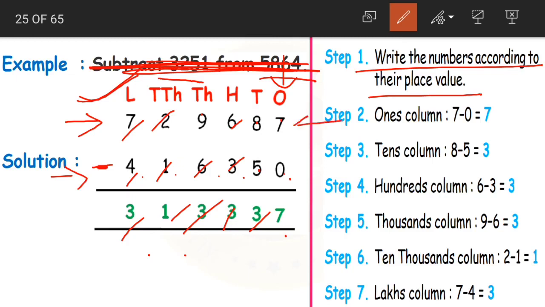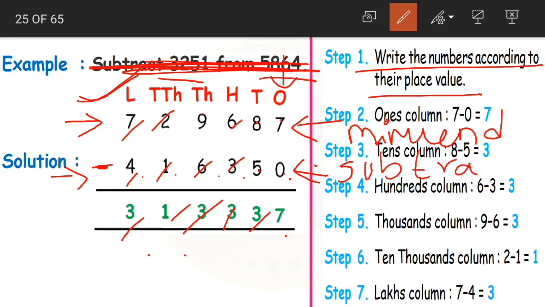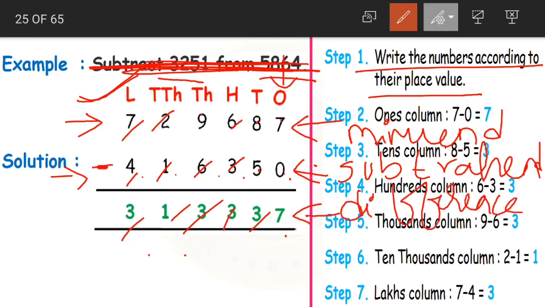And again, what is the bigger number called? The bigger number is called the minuend. And the smaller number, S for small, S for subtrahend. The smaller number is called the subtrahend, and the answer we get is called the difference. Clear, right? Now moving on.